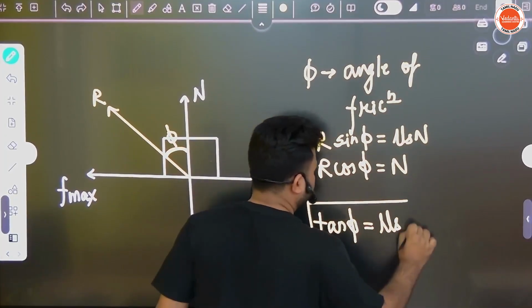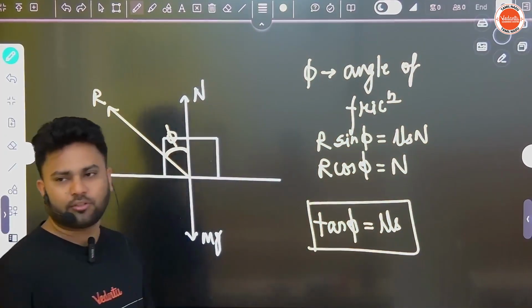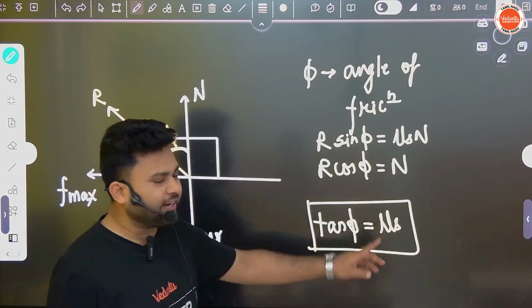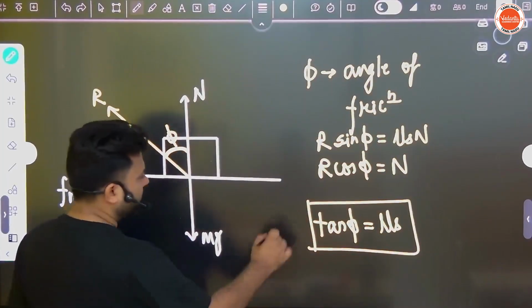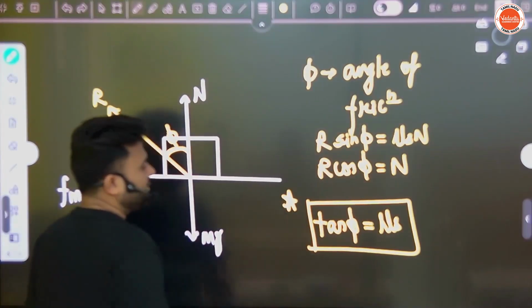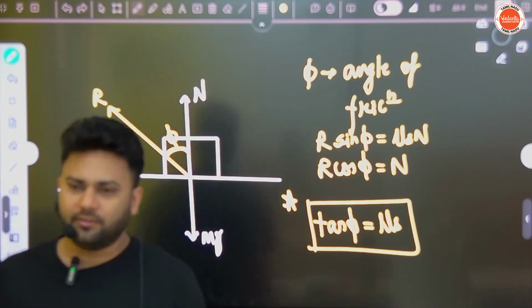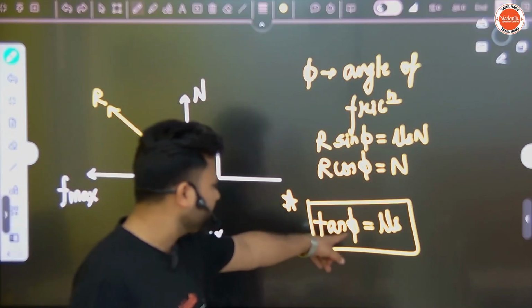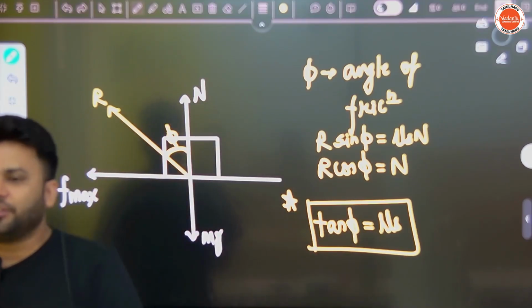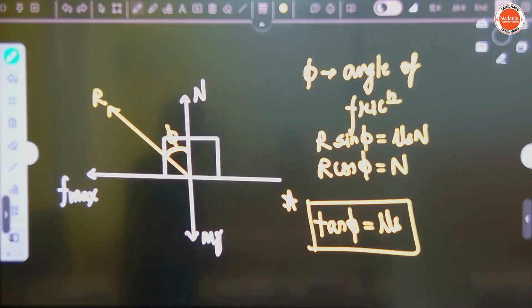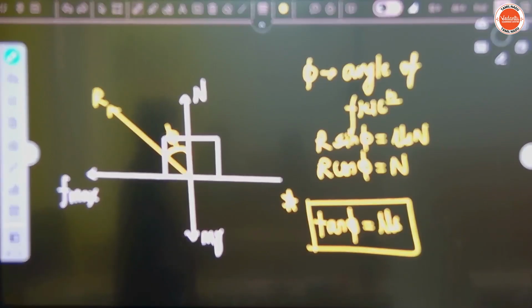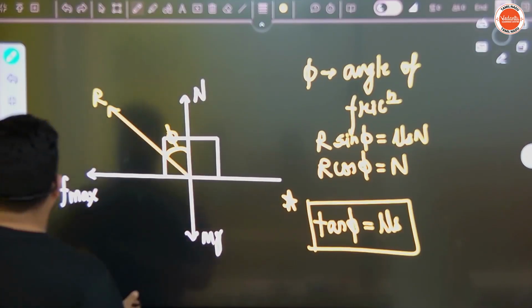Always remember, tan of angle of friction equals the coefficient of static friction. Very important point. Tan of angle of friction, phi being the angle of friction, equals the coefficient of static friction. Okay. Last point.